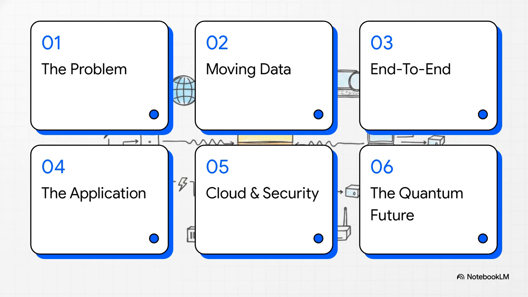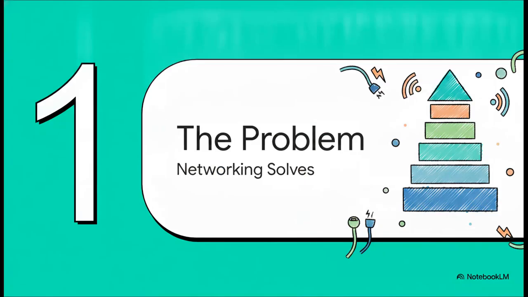Okay, here's our roadmap for today. We'll hit 1. The problem networking solves. 2. Moving data, layers 1 and 2. 3. End-to-end delivery, layers 3 and 4. 4. The application, layers 5 to 7. 5. Real-world cloud and security. And finally 6. The quantum OSI future. Let's get into it. Section 1.